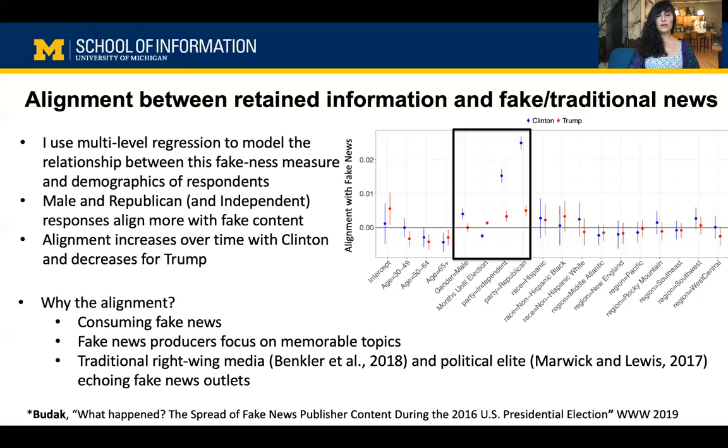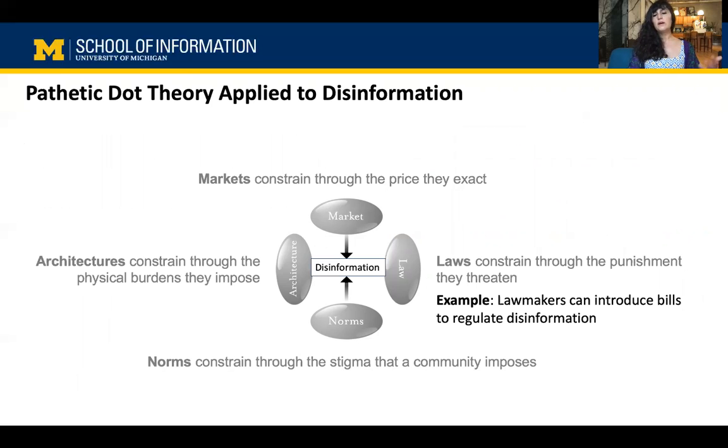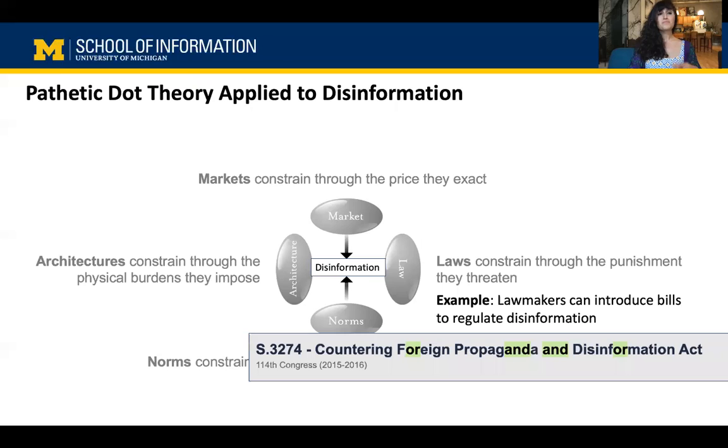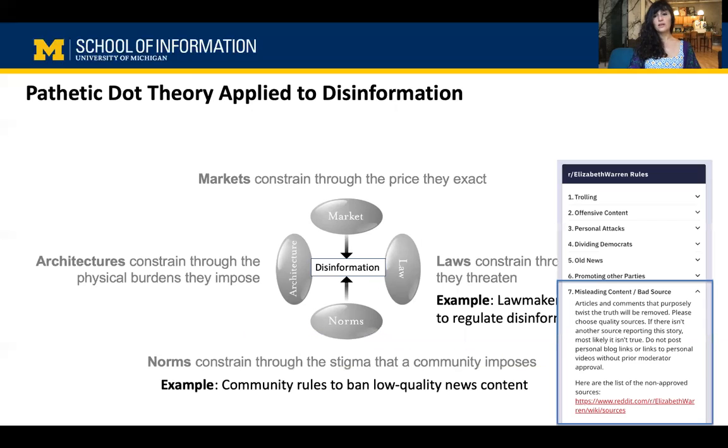Which brings me back to my original question about how to regulate and limit such behavior. In answering this question, I'm coming back to this socioeconomic theory of regulation that I introduced, where the four regulators are just as relevant. When we say regulation, perhaps the first thing that comes to your mind is lawmakers introducing bills. And there have indeed been some attempts here. But regulation can also come through, for instance, community norms that ban low-quality news content. The Elizabeth Warren subreddit has an example for us here, an explicit ban on bad sources.